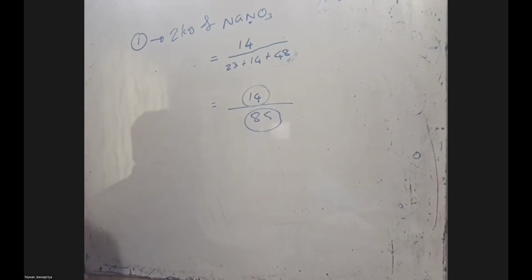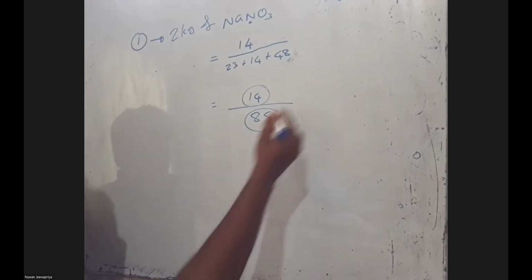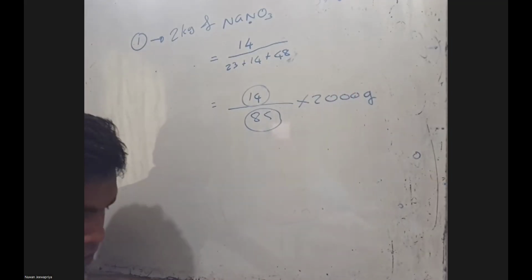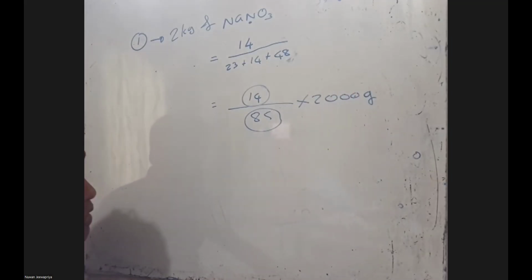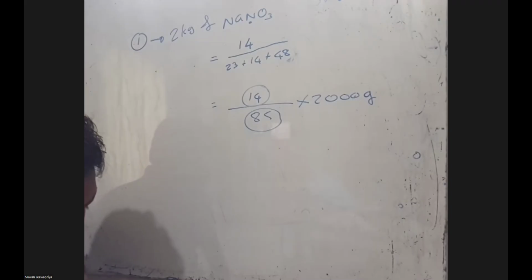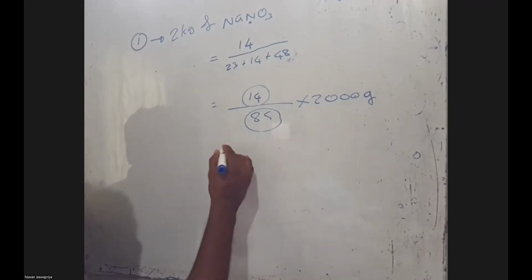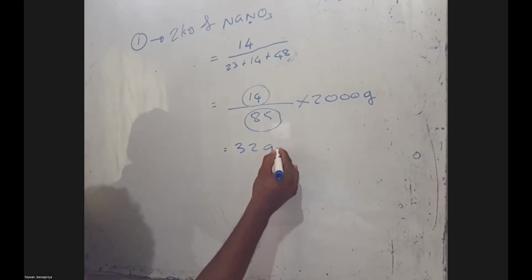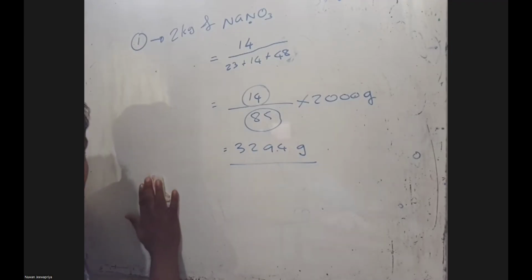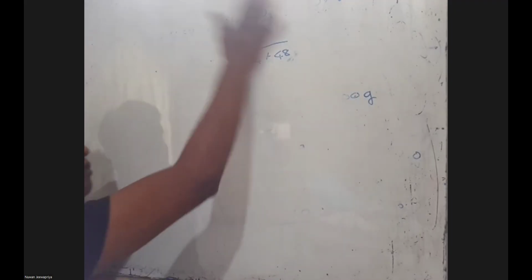If I take 2 kilograms, that means 2000 grams. So for 2000 grams, it is 14 divided by 85 multiplied by 2000. I got 329.4 grams as the answer. Now we want it to contain 467 grams of nitrogen. So A is wrong, A is not the answer. Now we go to the next one.